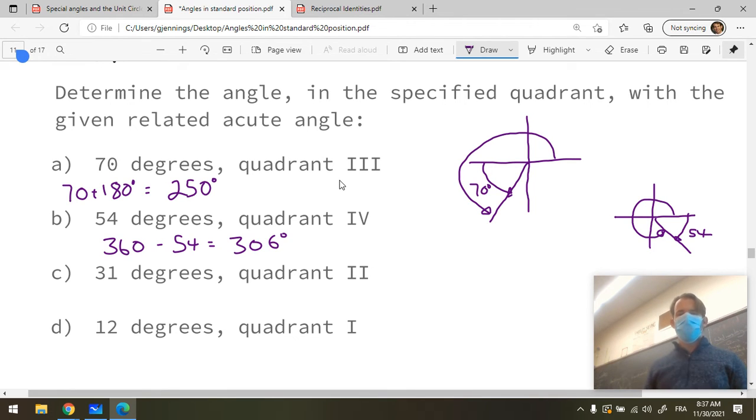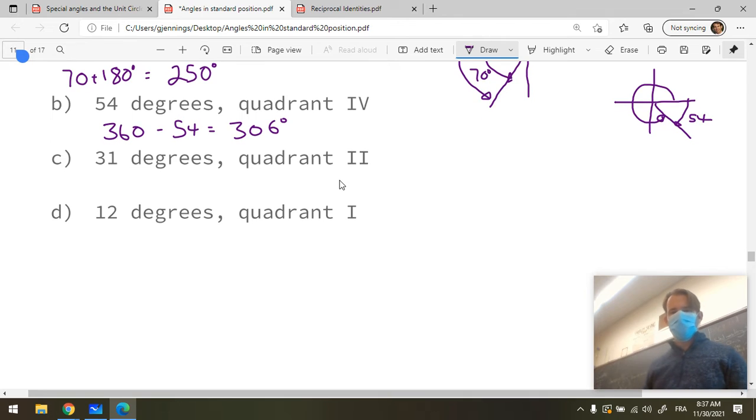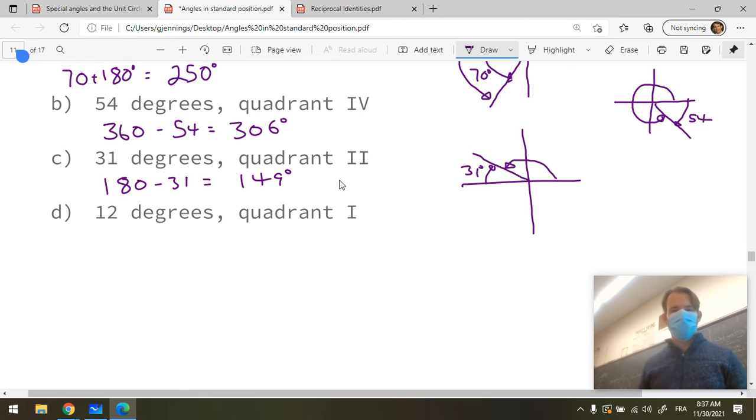31 degrees, but it's in quadrant 2. So how will I do this one? Here we go backwards 31 degrees. So what will I do to find this angle here? Yeah, so what's that? 149. Yep, good. So this is 149 degrees.